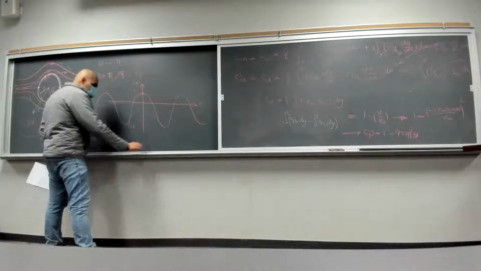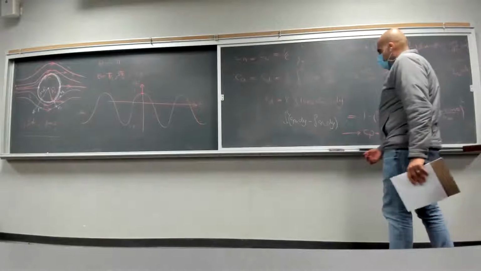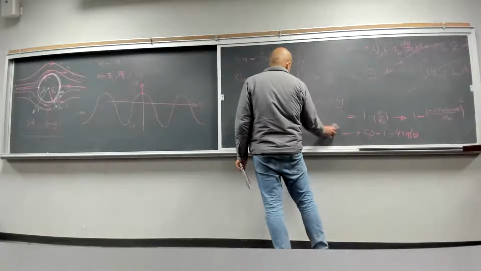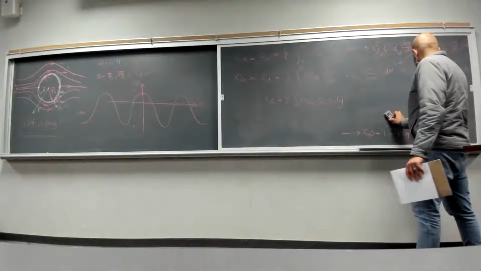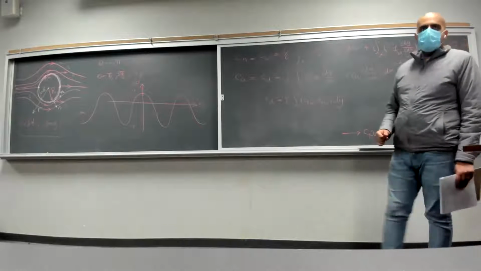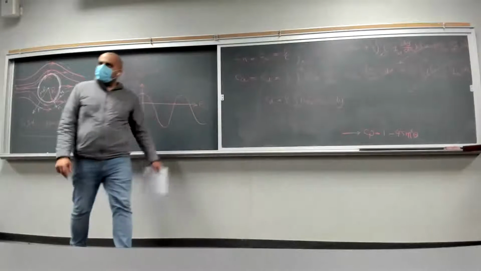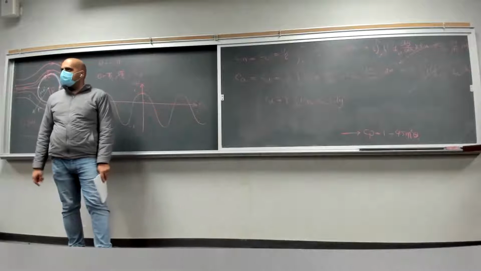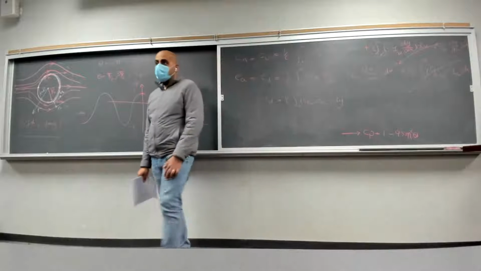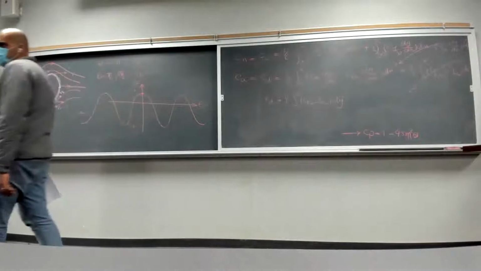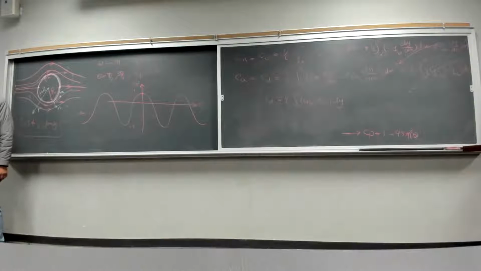Okay, so let's see. What is the pressure coefficient on the upper surface? It's going to be 1 minus 4 sine squared of theta, right? What is the pressure coefficient on the lower surface? Same thing, same equation, right? So what does it mean for the integral? For both integrals?